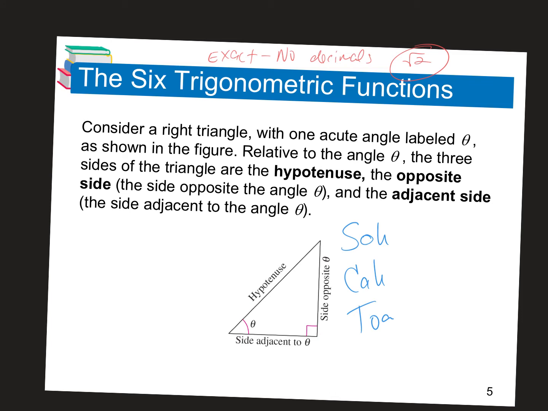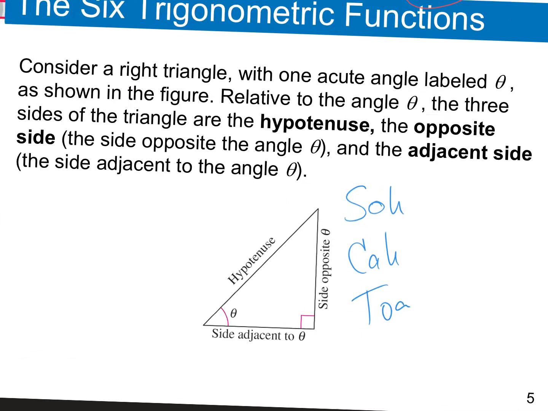In 4.2, I gave you an angle on the unit circle, and I said, here, find all 6 trig functions, sine, cosine, tangent, and their reciprocals. We're going to do the same thing here, but now we're using a right triangle. We're not using our unit circle or anything. We're using a right triangle. So let's understand the workings of a right triangle.